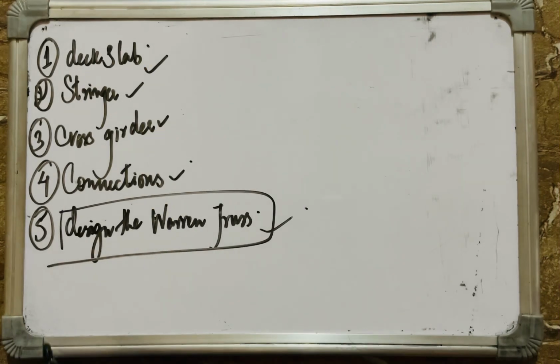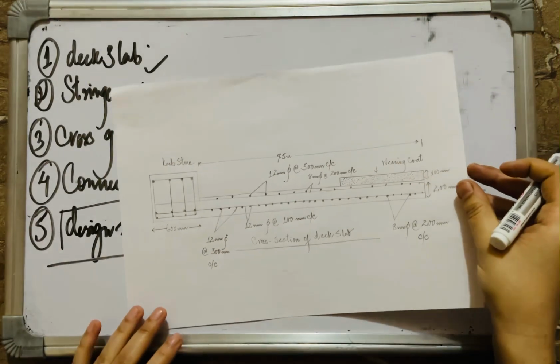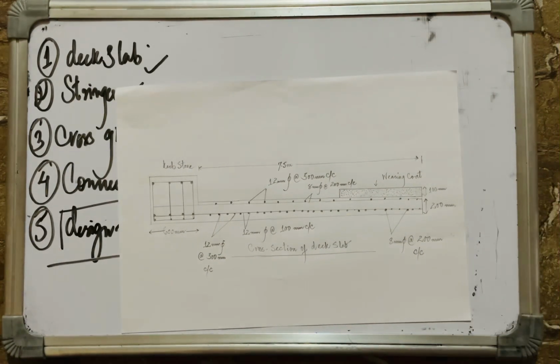Before that, I'll show you the reinforcement details of the slab. In the very beginning, we designed our deck slab, and we designed it for various reinforcements. In the shorter span and the longer span, we use distribution steel as well, but I didn't show you the diagram showing the reinforcement details. So this is the diagram showing the reinforcement details of our deck slab.